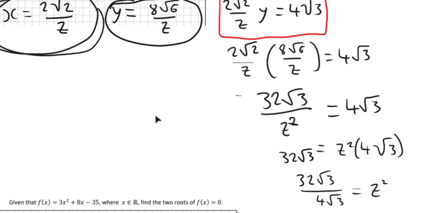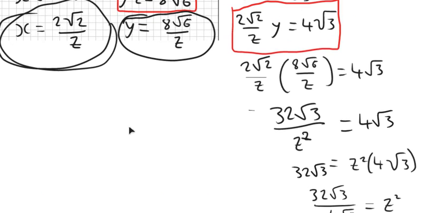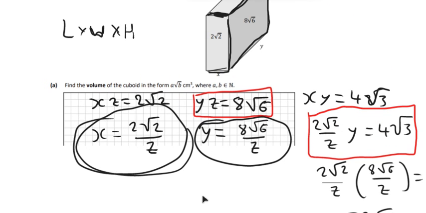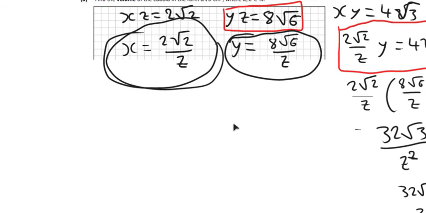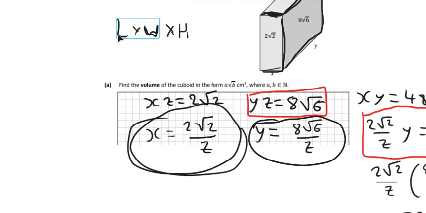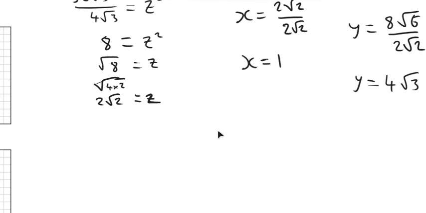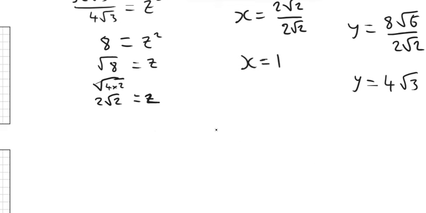The part where we found out z was a bit complicated, but the x and the y were easy enough to find. If you look back at the question, it asked us to find the volume of the cuboid, so we need to do the length times the width times the height. So that's just going to be x times y times z, and we know what all of them are now. So volume then is just x, y, z.